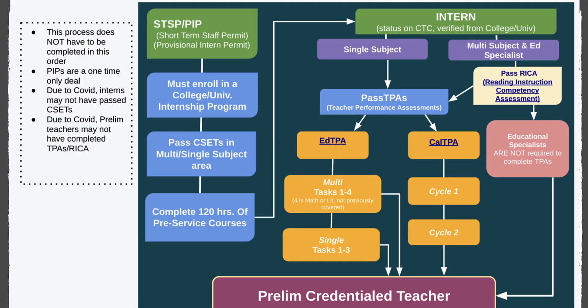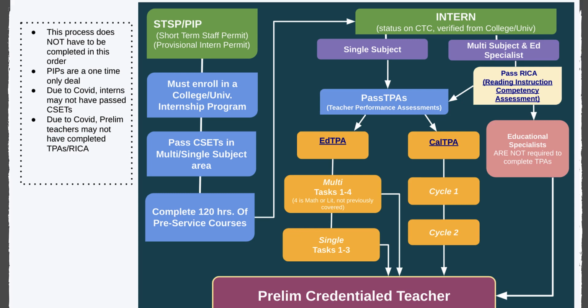This slide is a great way to understand the pathway to a preliminary teaching credential. On the left are the permit holders, PIPs and STIPs, which are short-term permits that allow individuals to teach for a short time as the teacher of record. Typically, these permit holders have something they need to do, either pass the CSETs or complete 120 hours of pre-service. Once completed, they typically enter into an intern program, such as the North Coast Be a Teacher Intern Program.